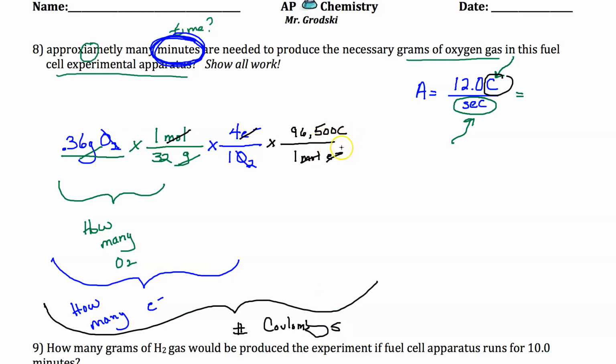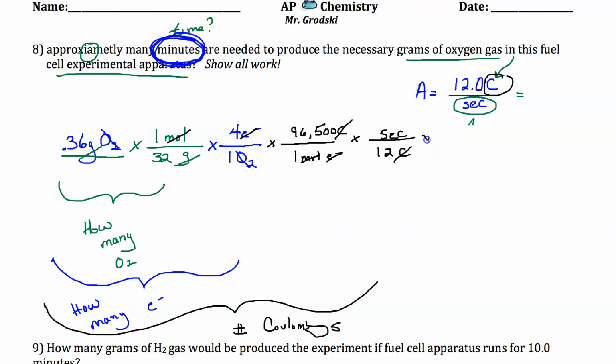Now, to get the time, I'm going to use the amperage, right? And what's the amperage? It's the coulombs per second. But Mr. Grodsky, I got coulombs on top, so there's going to be 12 coulombs for every second. Notice I flipped it because I am going to cancel out my coulombs. I always use my units here. Now, they didn't ask for seconds, they asked for what?